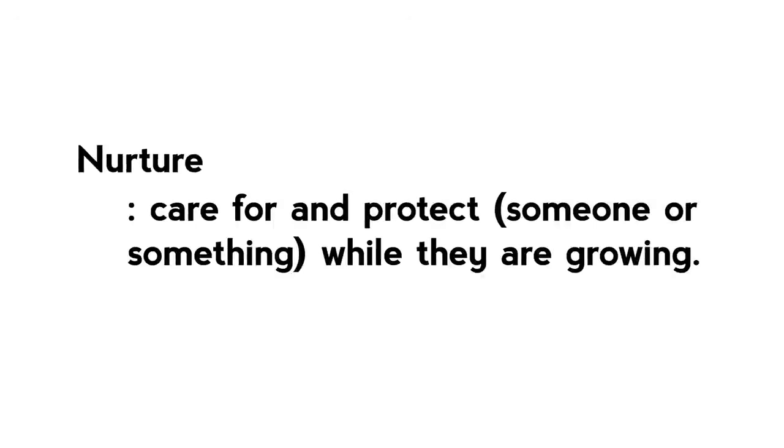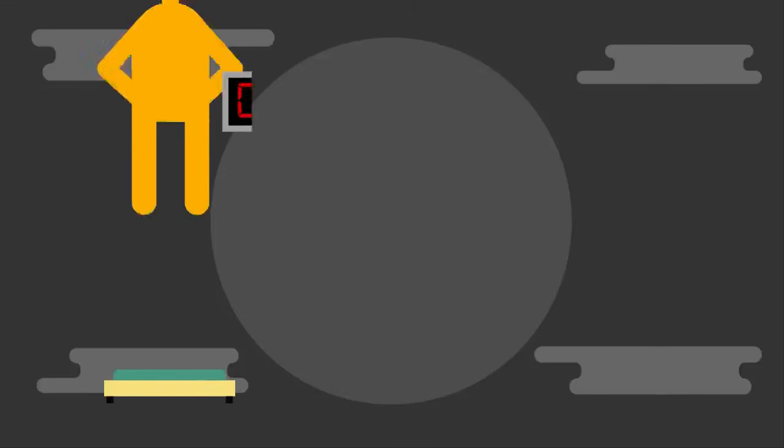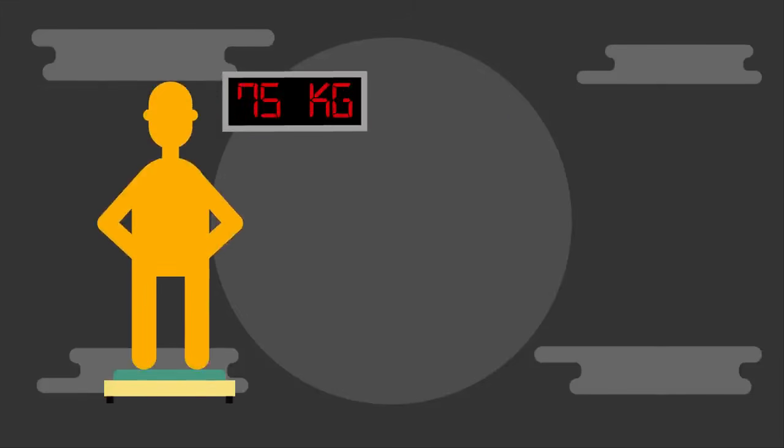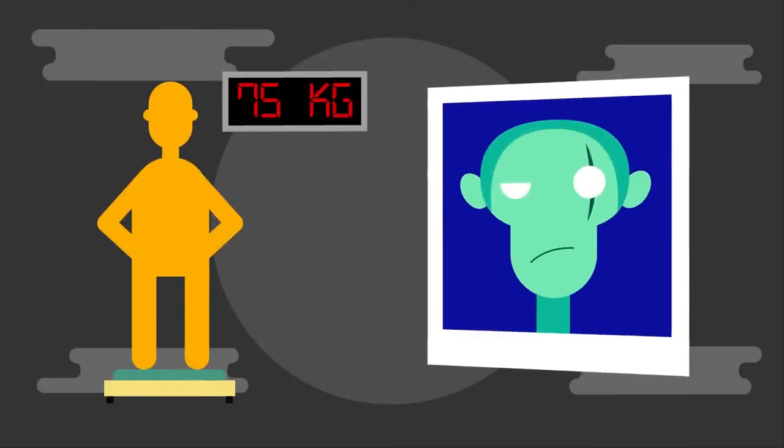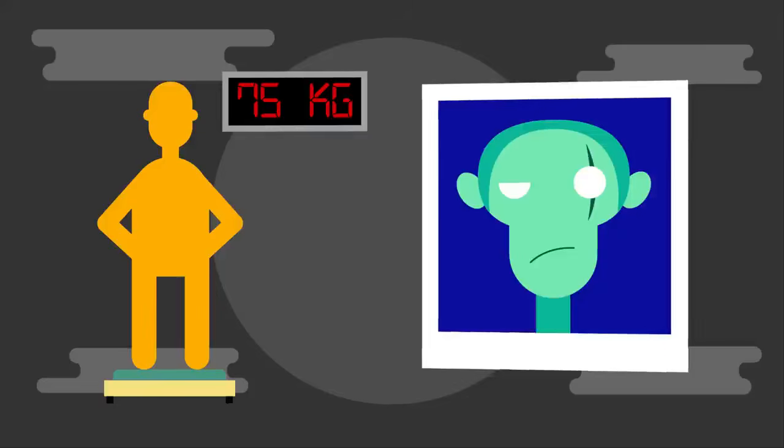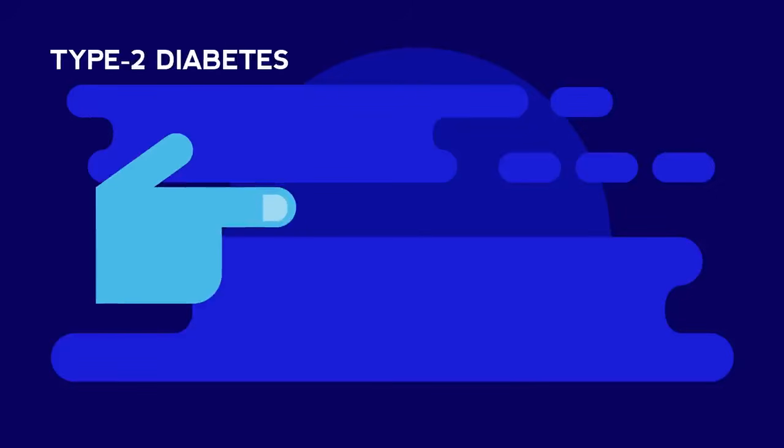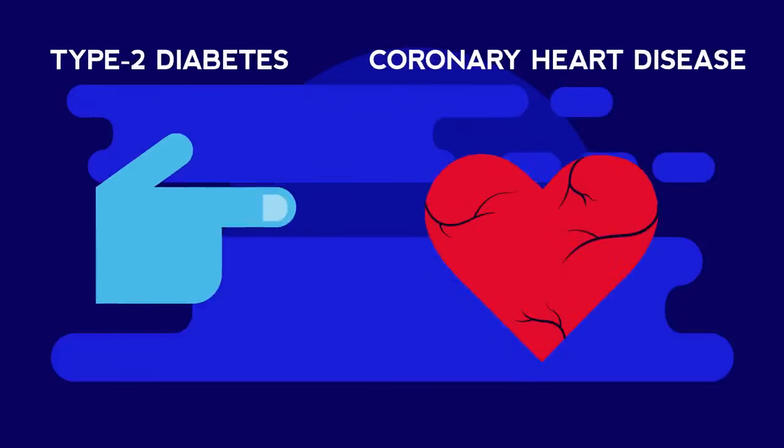Nurture refers to the effect of the environment on characteristics. The word literally means care. Examples of characteristics that are determined by the environment are weight or mass, which is dependent on your diet, or the presence of a scar. Some diseases may be caused by environmental influences, such as type 2 diabetes or coronary heart disease.